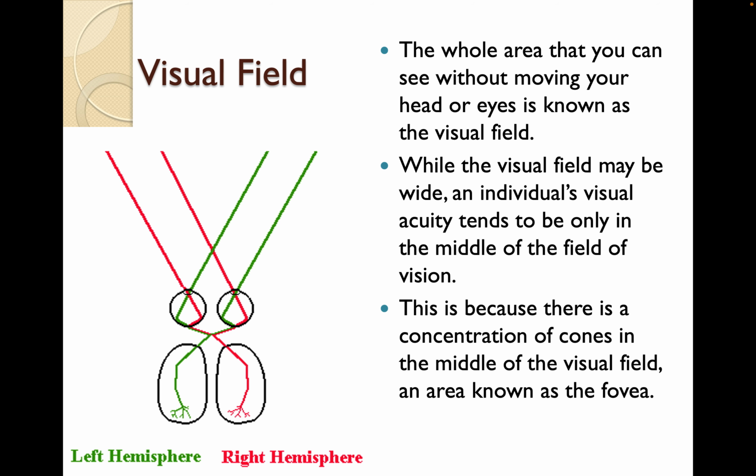Anyway, this is because there's a concentration of cones in the middle of the visual field, an area known as the fovea. And this is what acute vision looks like, and that's what poor vision looks like.